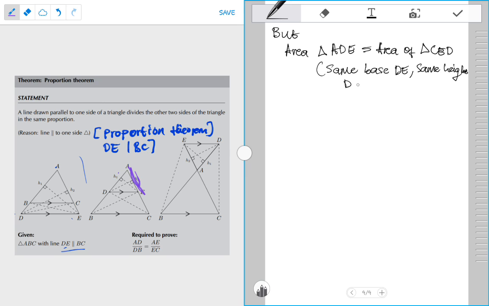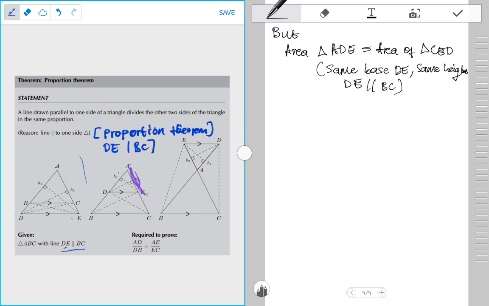And then what? DE is parallel to what? To BC. Remember, we were given that these two are parallel. So what's the base? Triangle ADE and triangle CED. They have what? They are equal. The reason being is what? They have the same height. The same height is H2. And the base is what? They have the same base, which is DE.